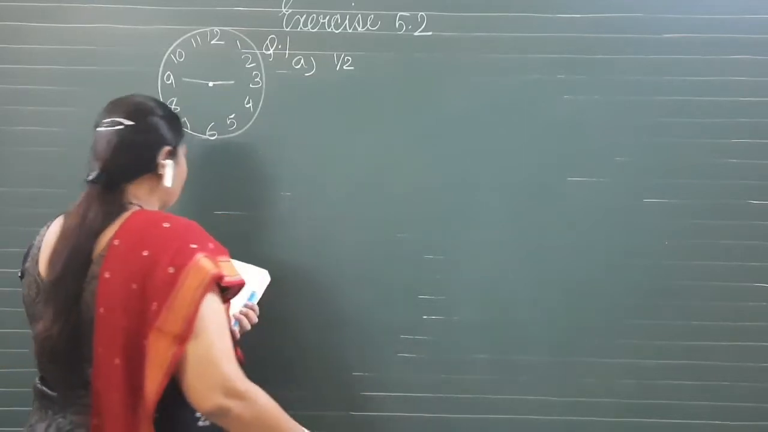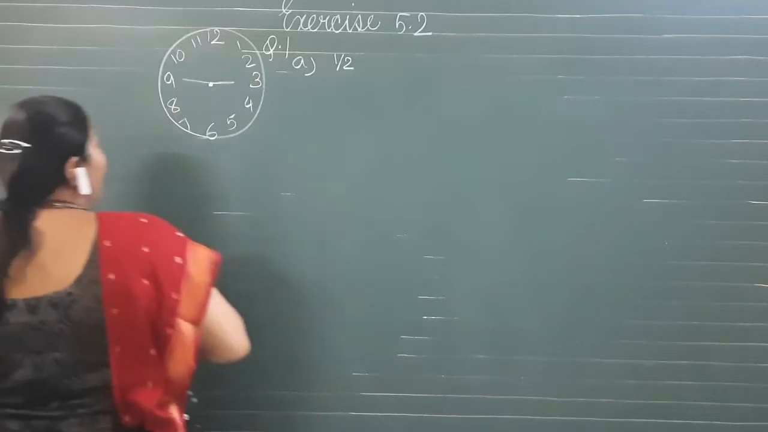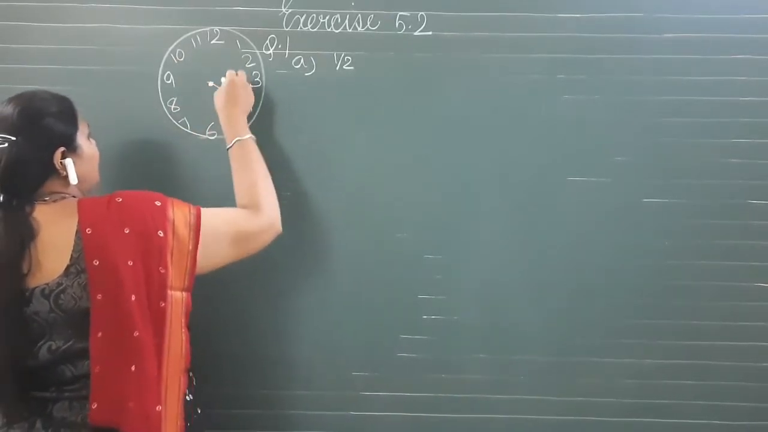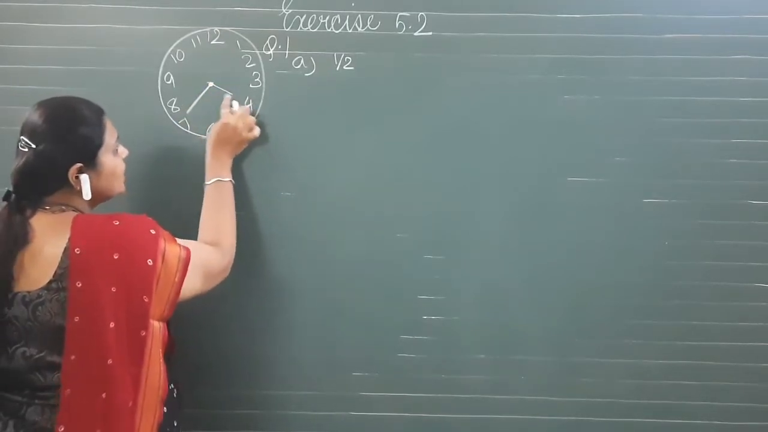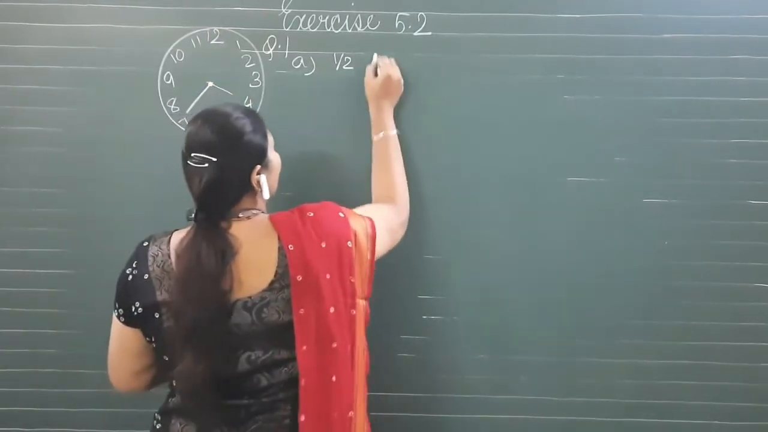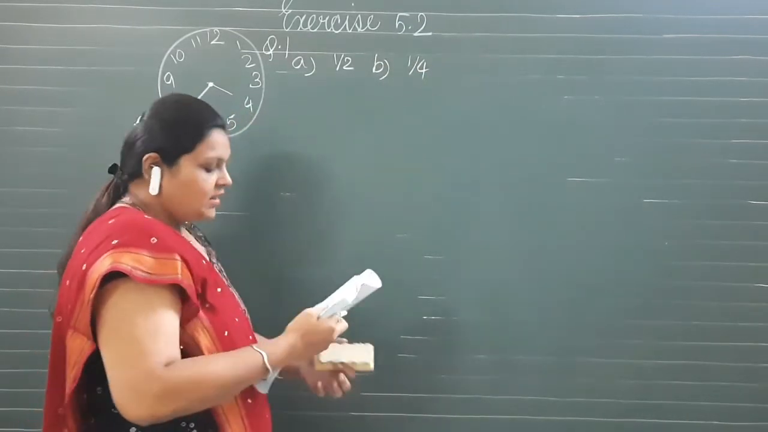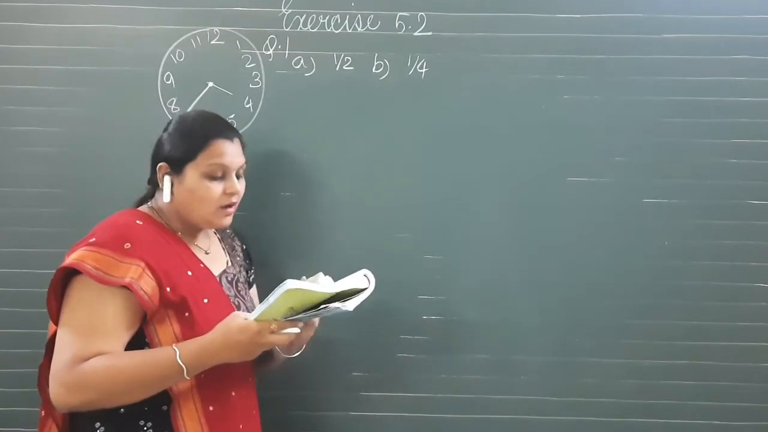Same way B, 4 to 7. Now our hand is at 4 and it is going to 7. It's 4, here it is there, and now it is moving to 7. So it's only 1/4 of the revolution. Okay. Now others you can do by your own.